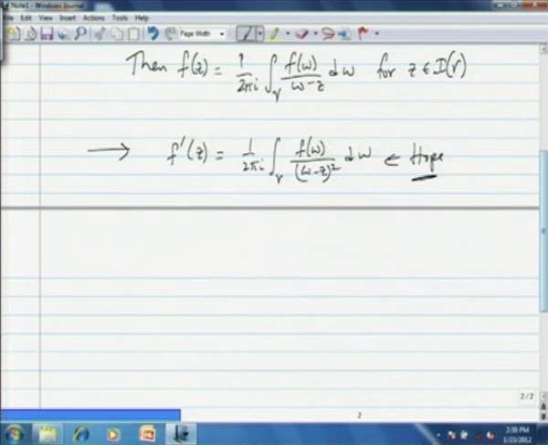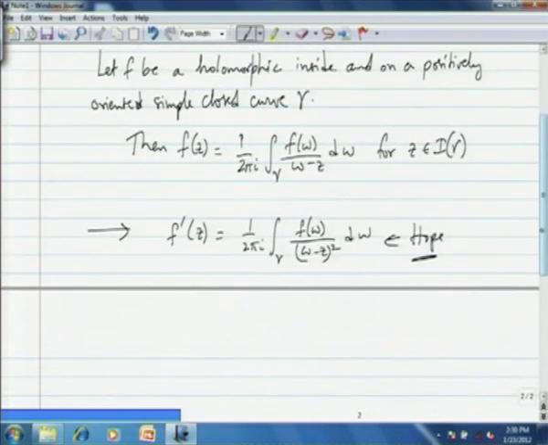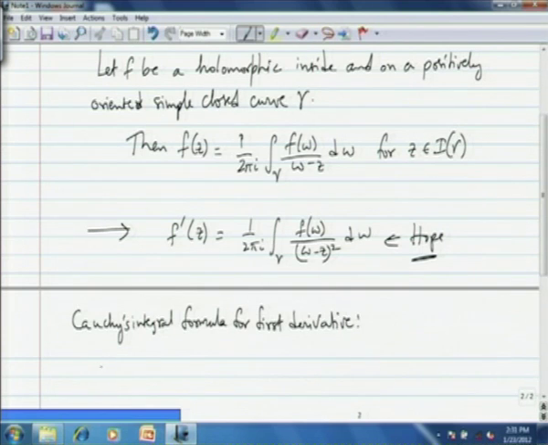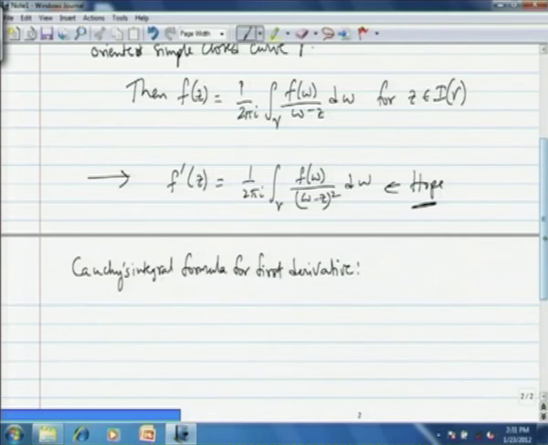Okay. So, here I start with the following. I will start with the first derivative. Okay. So, Cauchy's integral formula for the first derivative. So, this is about the justification of differentiation under the integral.